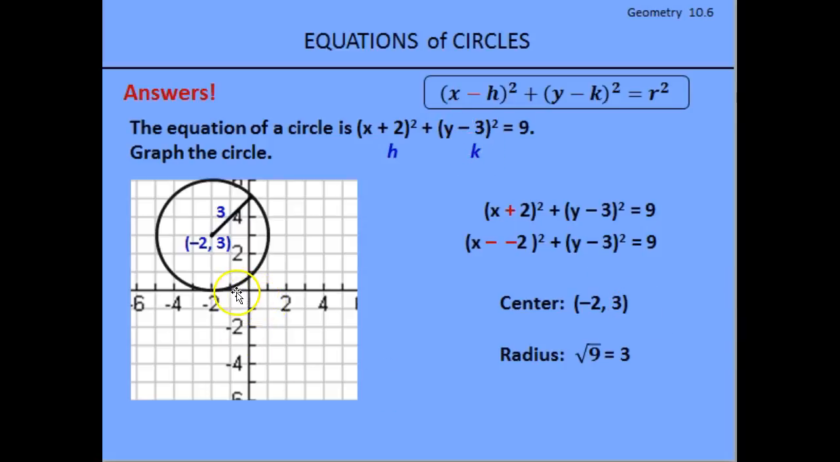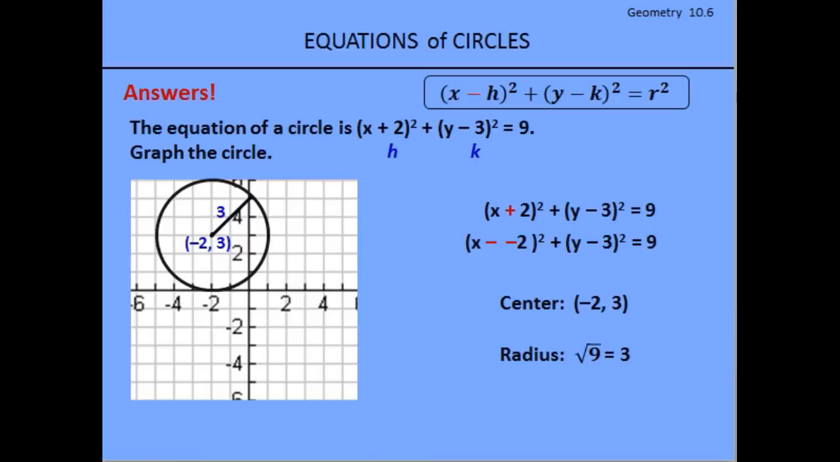So all we have to do is go to -2, up 3, put our center, and then just count in each direction 3. 1, 2, 3, 1, 2, 3, 1, 2, 3, 1, 2, 3. And then connect our dots as close to a circle as we can possibly get. Sometimes that gets a little bit tricky, but make as even a circle as you possibly can. And voila, you have graphed a circle.